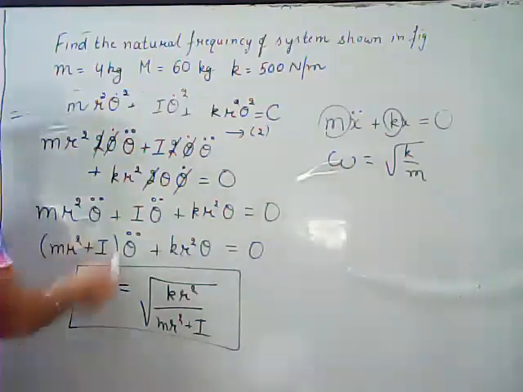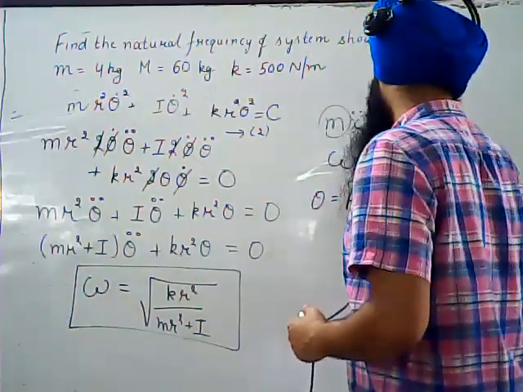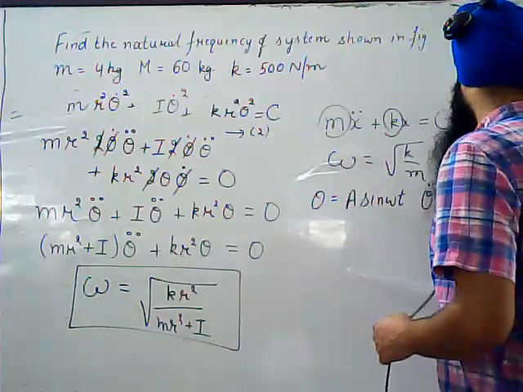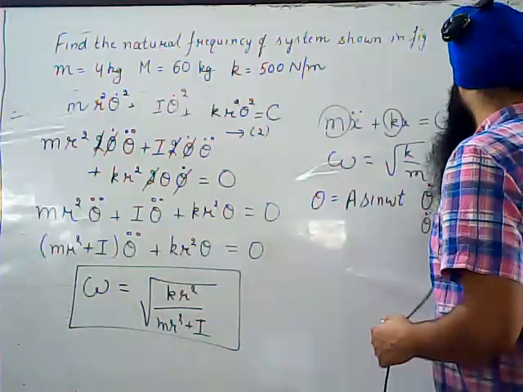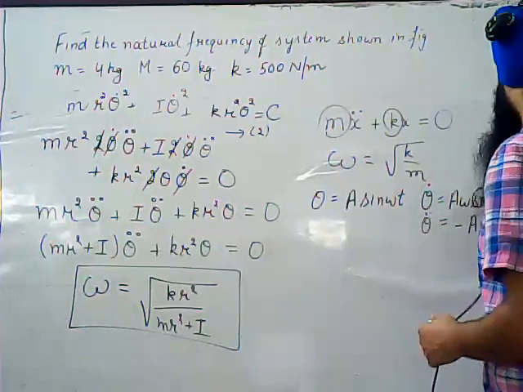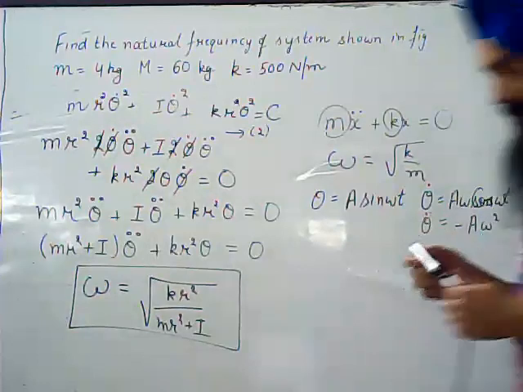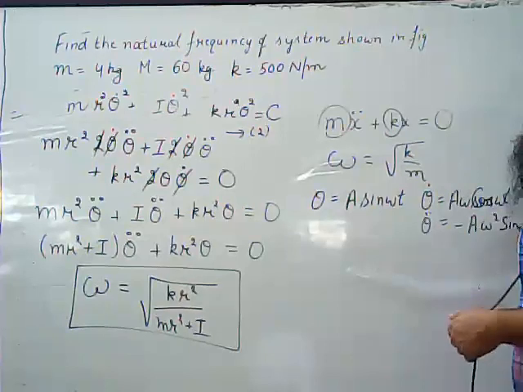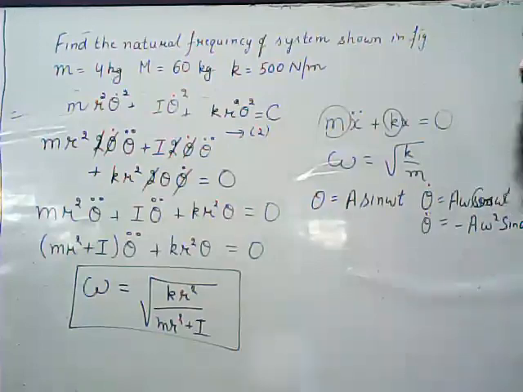If you want to calculate this value, put theta is equal to a sin omega t. Theta dash will be a omega cos omega t, the differentiation of sine being cos, and the value of theta double dash will be minus a omega square sin omega t. So these are the values of theta, theta dash and theta double dash.